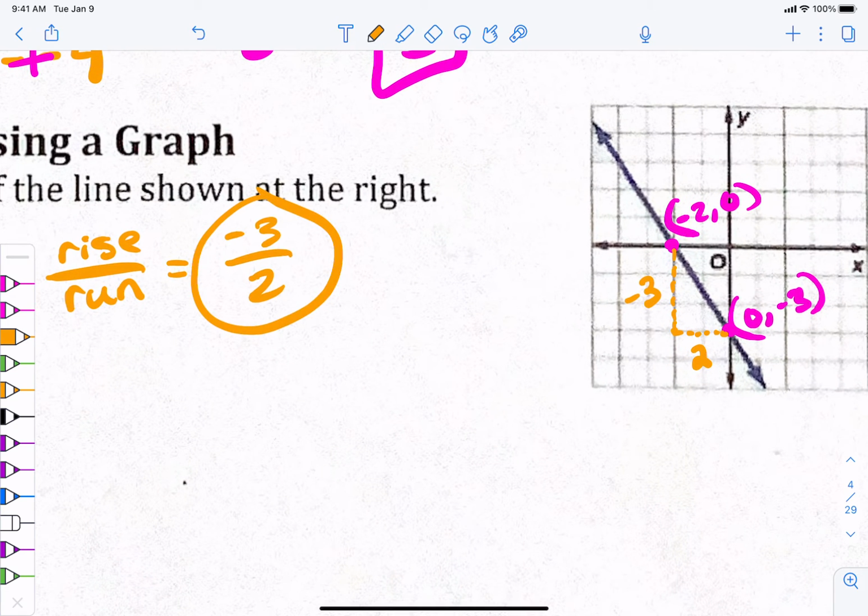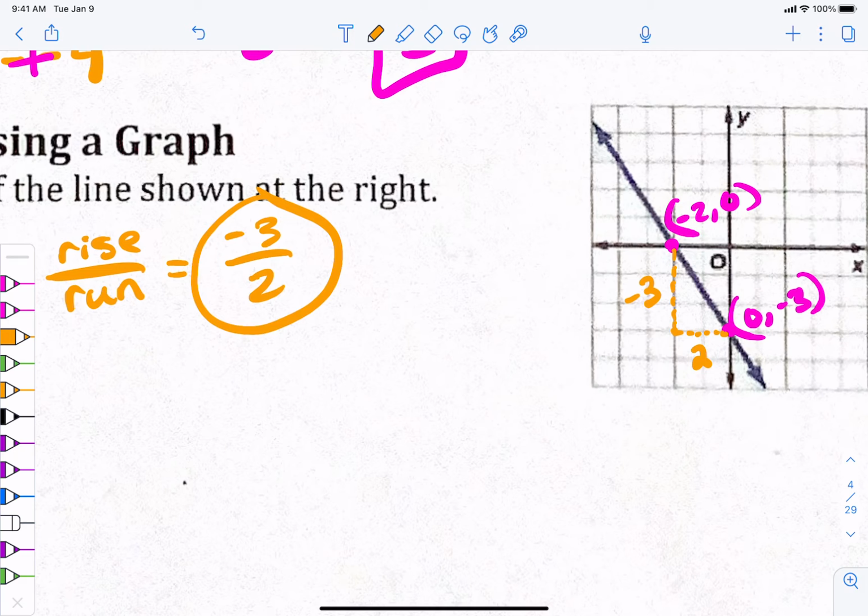Okay? If we would have put it into the formula that we just did above, we would have gotten the same answer. But -3 over 2 is the rise over the run, right? It's going down 3 and over 2. Make sense? My slope has to be negative. Happy with that? How hard was that?